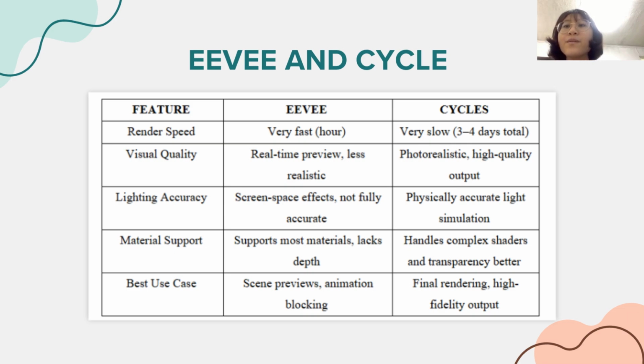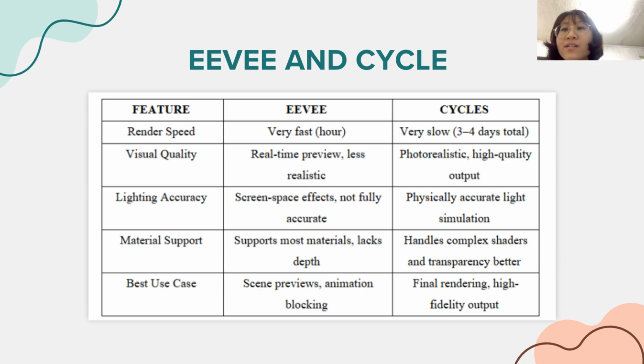Here is the difference between Eevee and Cycles. First, let's talk about render speed. Eevee is very fast, often completing in an hour or less, which makes it ideal for test renders or animation previews. Cycles is very slow, and a full render can take 2 to 4 days, especially for a complete scene.